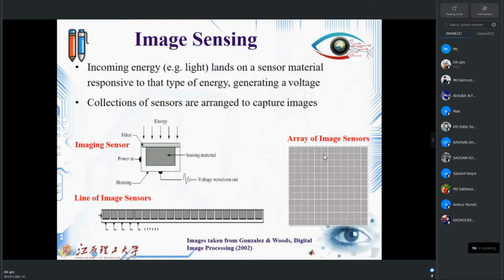image. With this idea, we can have small image sensors like what I showed you here. It consists of some filter, some energy as the input, and some sensing material. This sensing material and this filter can be of different types and varieties. Then, as the output of this part, we have a voltage which will be generated. Okay. Then you can put these sensors in a line format, or you can have them in an array format. Okay, and then we have different types of acquiring systems.